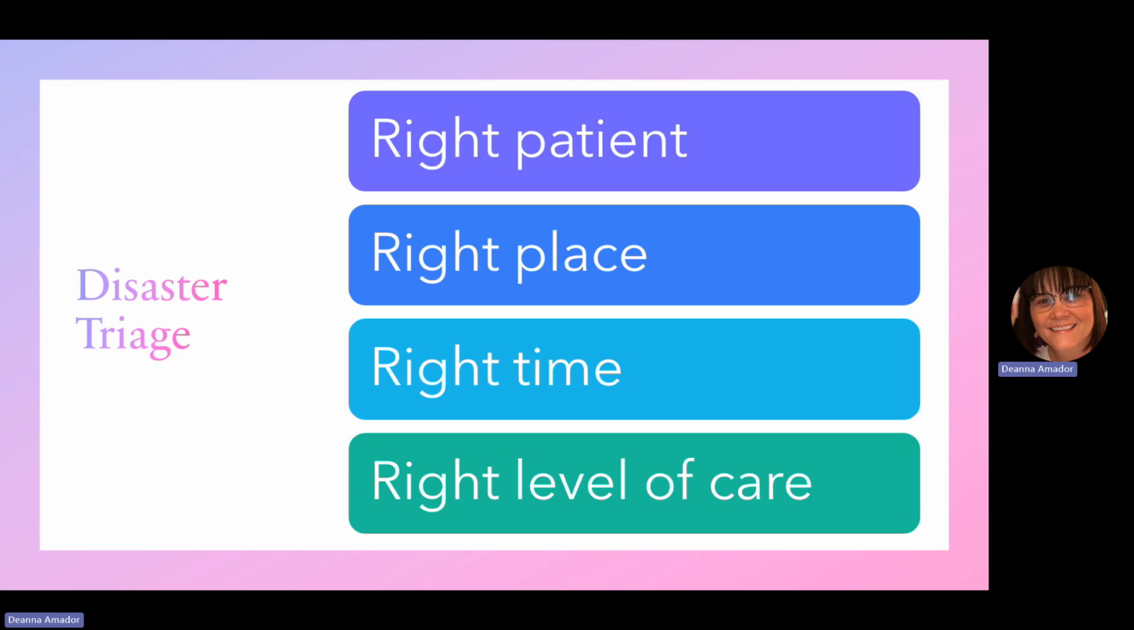So the whole goal of daily triage is to identify and treat the most seriously ill or injured first. On a daily basis, the ERs do some form of daily triage. They have a triage section, and this is what they're doing to make sure that there's not a delay in care for the most critical.